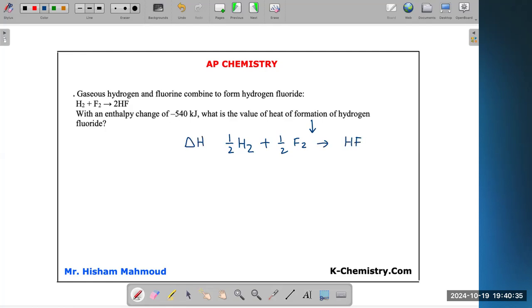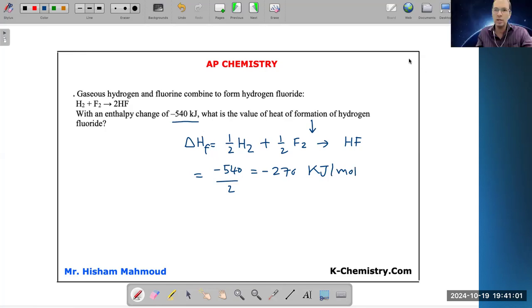So the delta H of formation that you want, how to find it out? Just divide everything by 2. So what is the value of delta HF? Do what to this one? Minus 270. So this is minus 540 divided by 2, right? It will be minus 270. Excellent. Minus 270 kilojoule per mole. So the only difference between the heat of formation and the enthalpy change is that the enthalpy change of the reaction is talking about 2 moles, but the delta HF is talking about 1 mole. This is how we define the delta H of formation. Right.